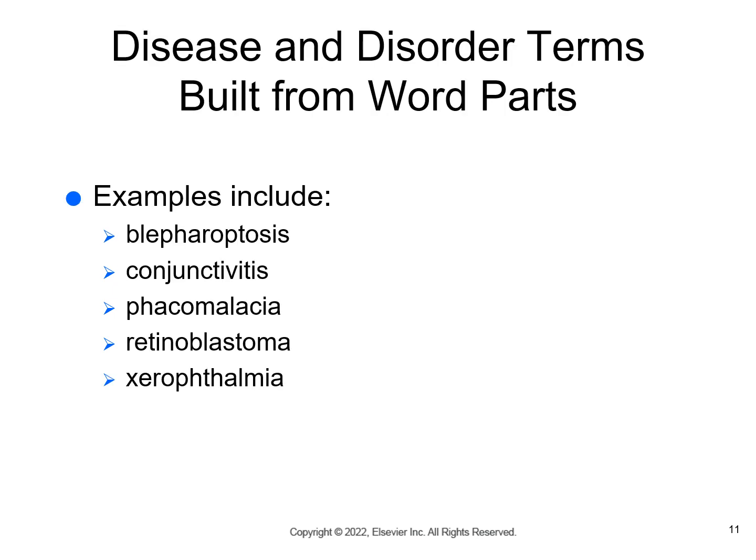Disease and disorder terms that are built from word parts are blepharoptosis. Ptosis means drooping, and blepharo means eyelid, so this is drooping of the eyelid. Conjunctivitis is inflammation, that's the itis, and conjunctiva is the conjunctiva part. And phacomalacia, phaco means lens, and malacia means softening. So this is softening of the lens.